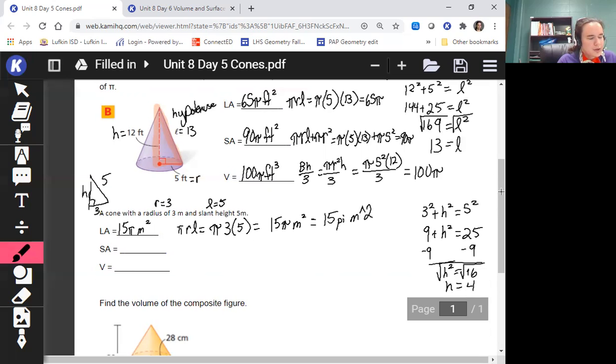Then we have our total surface area, so pi times our radius times our slant height plus pi r squared. And then we can plug in, so pi times our radius, which is 3, times our slant height, which is 5, plus pi times our radius of 3 squared. And that gets us 24 pi meters squared.